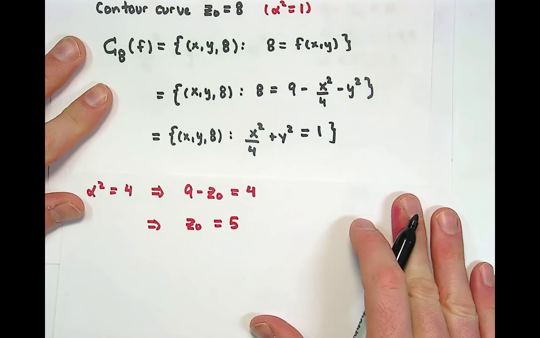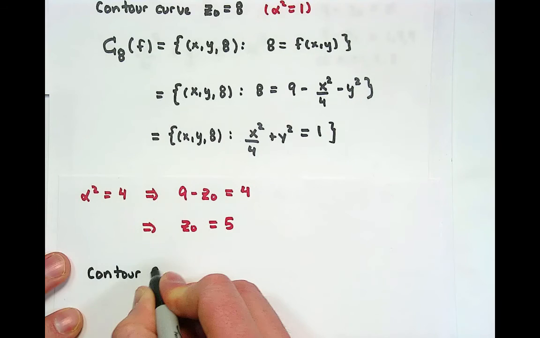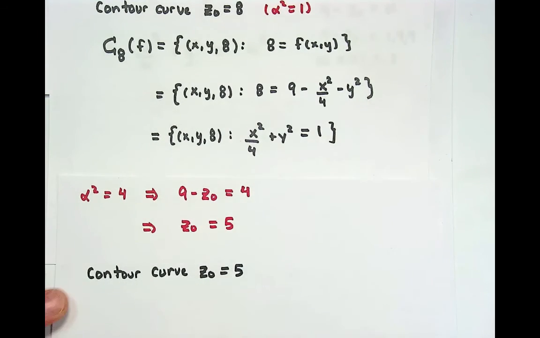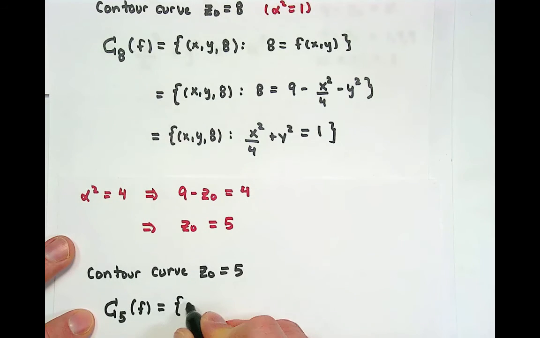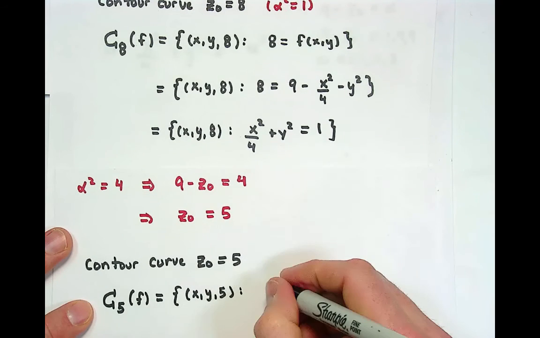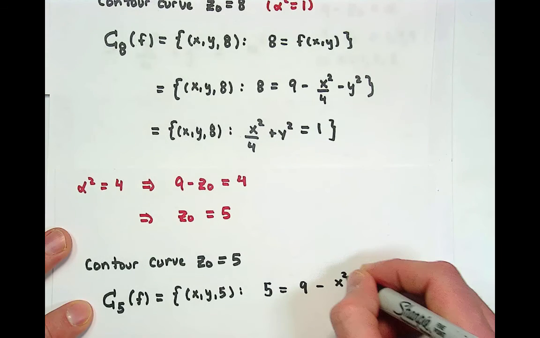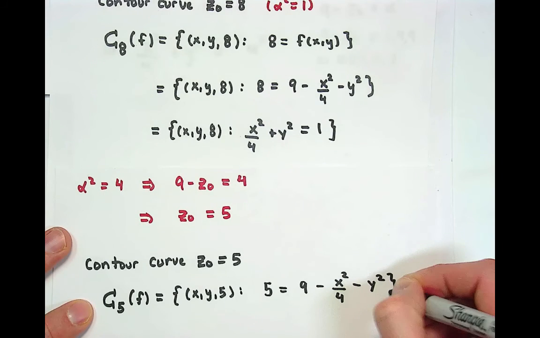All right, so now we have a contour plot associated, or contour curve, excuse me, contour curve for z naught equal 5. This is going to be a different contour curve, right? So I'm going to have the contour curve associated with the height 5 of the function f is going to be the set of all ordered triplets x comma y comma 5 such that 5 is equal to 9 minus x squared divided by 4 minus y squared.